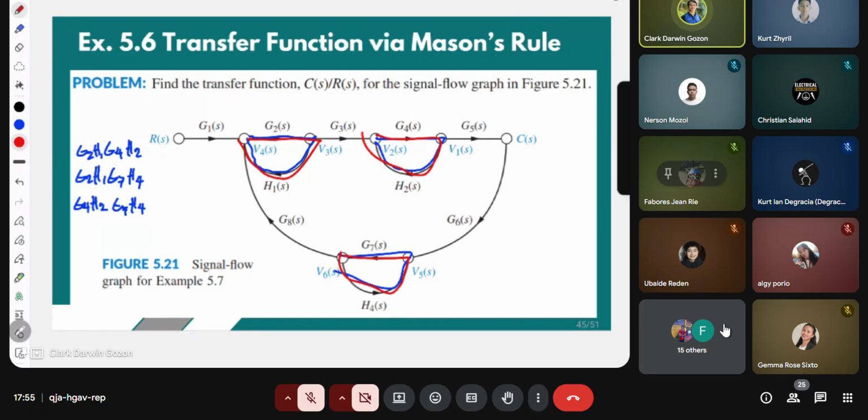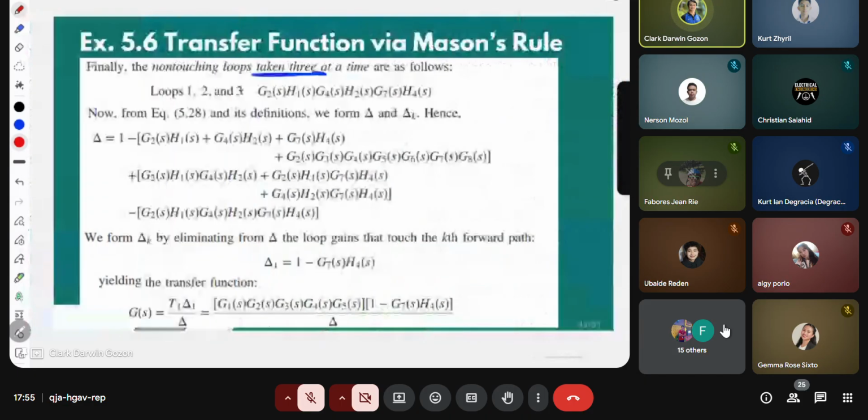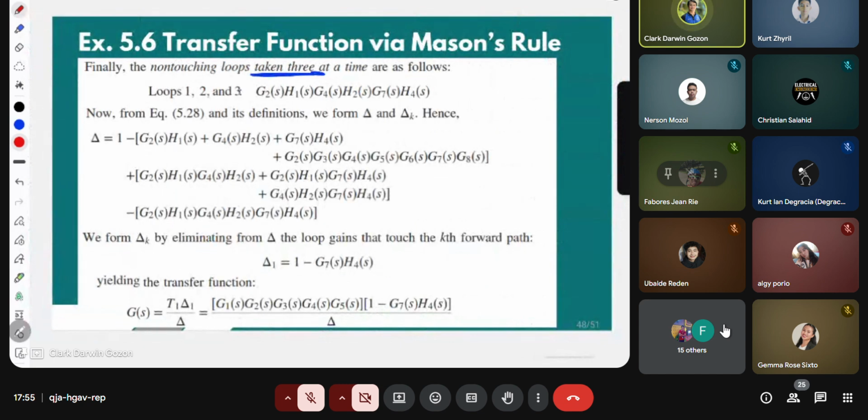So, i-multiply lang nato siya, no? Naa tay isa ka buok non-touching loop gains taken 3 at a time. So, tulo sila ka buok at the same time. No? Sa kato example na to ganina, wala tayo tulo ka buok at the same time. Duha ra gyud siya at the same time. So, naa tay additional nga non-touching loop gains, no? Which are kani siya.